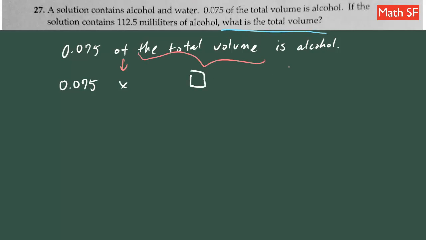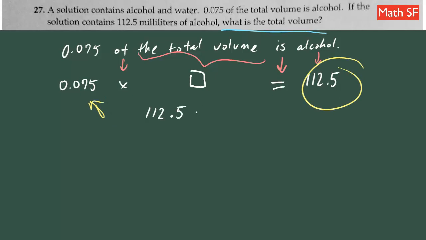Is stands for equal, and alcohol. Do we know how much alcohol is there? Yes, it says that the alcohol contains 112.5 milliliters. And so here we once again rely on what we are missing. We're missing one of the multipliers. Therefore we must divide the product by the known multiplier. In this case the product is 112.5 divided by 0.075.